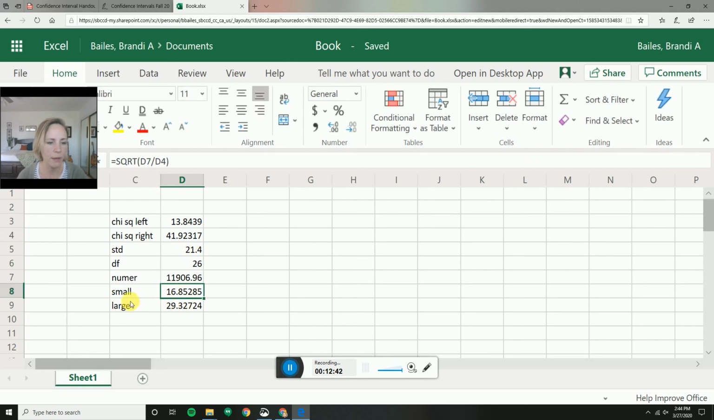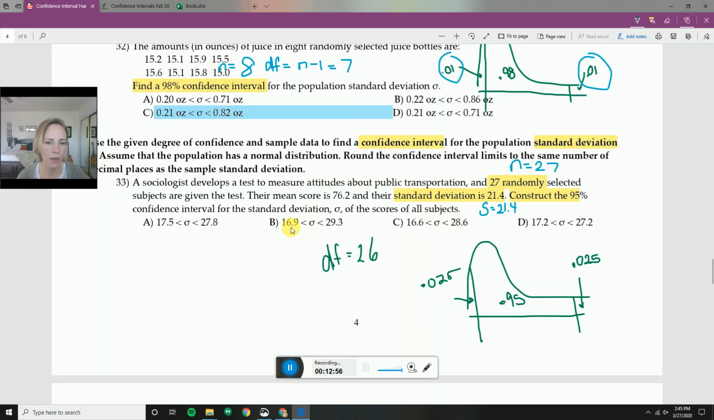Okay, and then it's updated all of my equations because I built them in to have the square root and to work off this numerator and these two values. So I don't have to go back in and edit these anymore. I just have to look for the two solutions that match. So I've got about 16.9 to 29.3. And 16.9 to 29.3 is B.